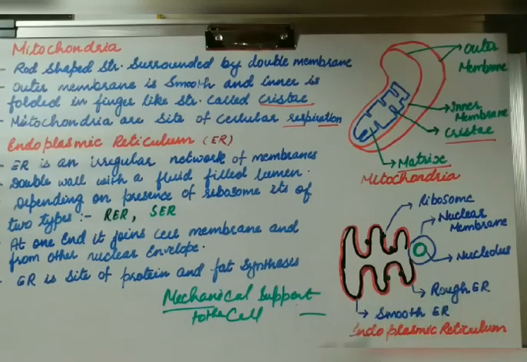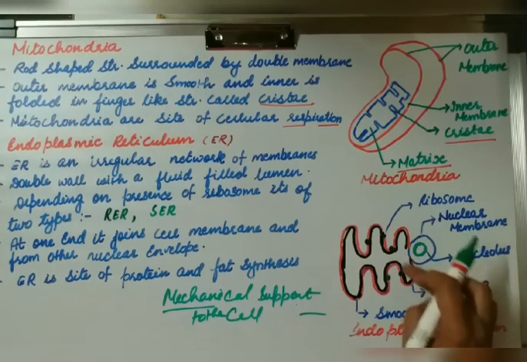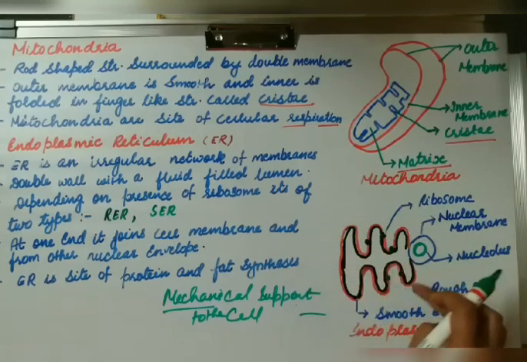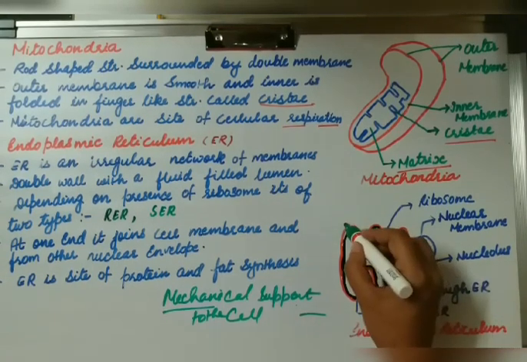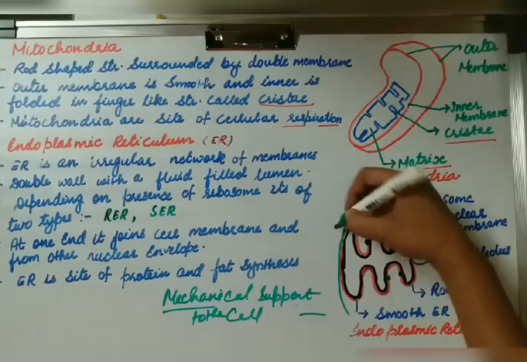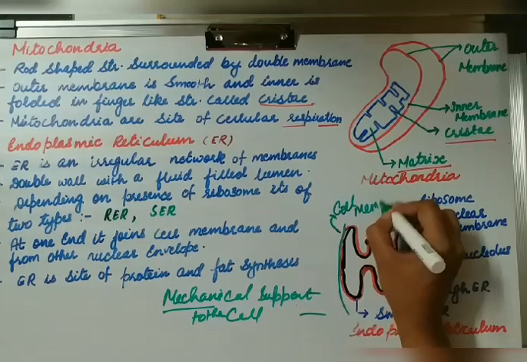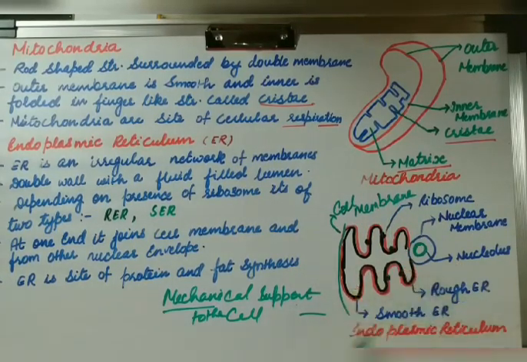This endoplasmic reticulum provides the mechanical support to the cell because at one end it is connected to the nuclear membrane. You can see it is a nucleus, this green one, and outside it has a nuclear membrane, and the endoplasmic reticulum is attached to this nuclear membrane. So at one end it is attached to the nuclear membrane, and at the other end it is attached to the cell membrane.